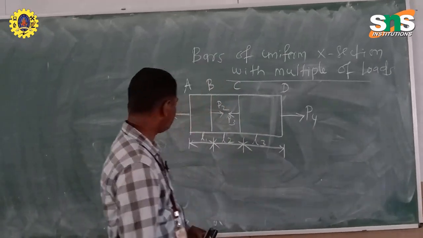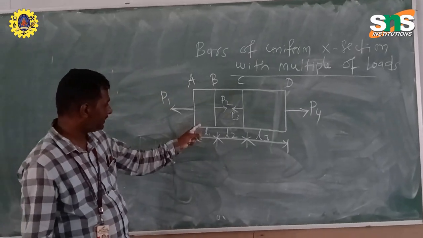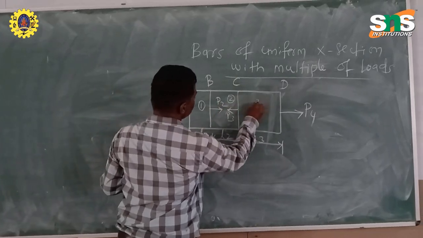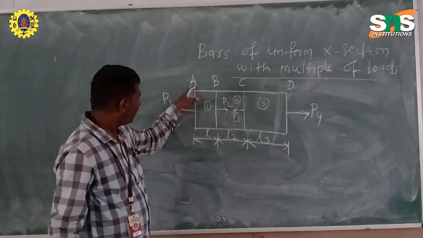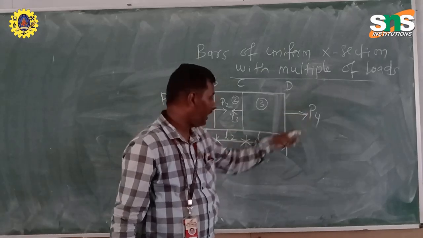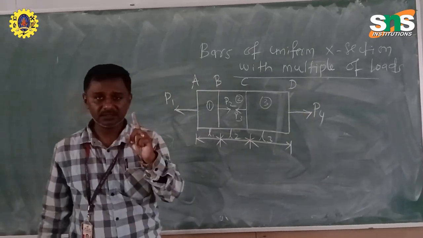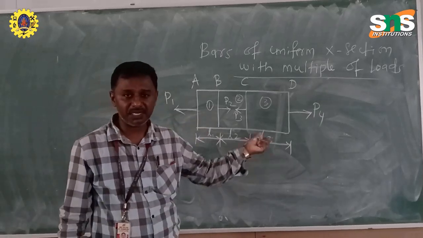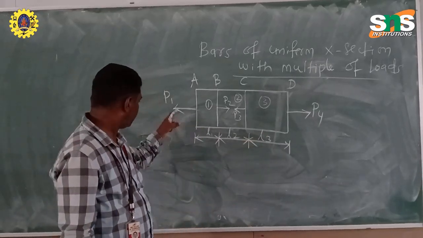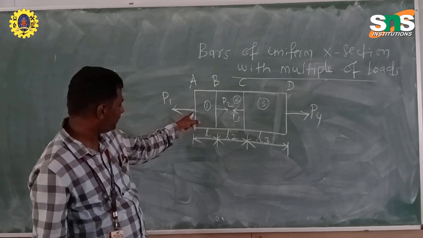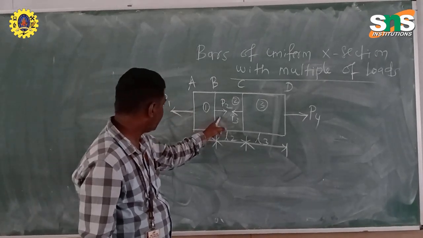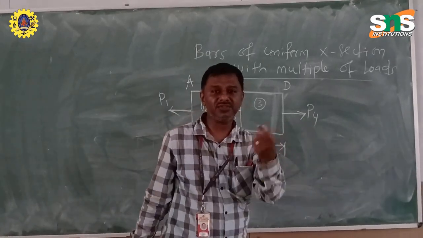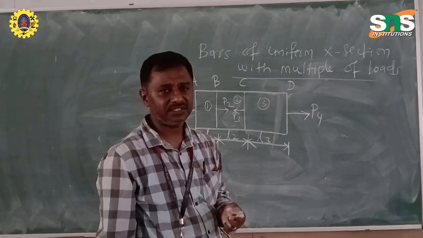Okay. So let's have a bar containing three sections: section 1, section 2, and section 3, represented by A, B, C, D. It is acted upon not by a single load as earlier. It is acted upon by different loads at different points. There are multiple loads here, or internal loads. At the left extreme it is P1, and towards the right P2, here P3 and here P4. So totally 4 loads are acting on this. So how to find?